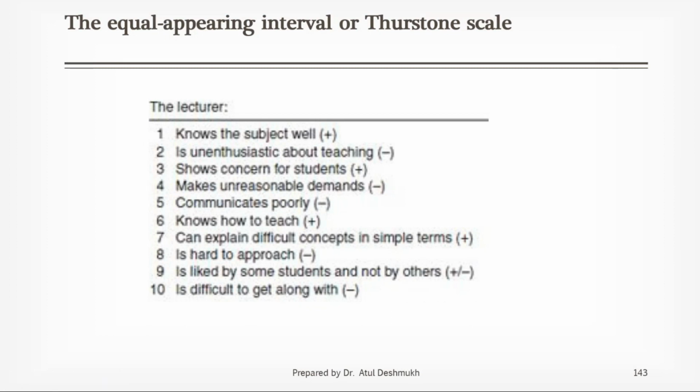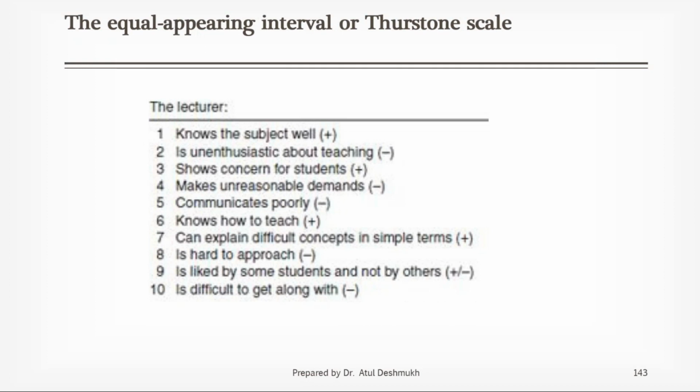Okay. So to summarize, what is Thurstone scale? Basically, this scale is based on interval type of measurement scale. So what type of scale does it use? It uses intervals. It means there are equally appearing intervals between the statements or between the markings. So it is under the category of interval scale.